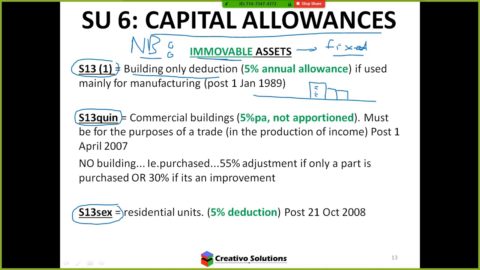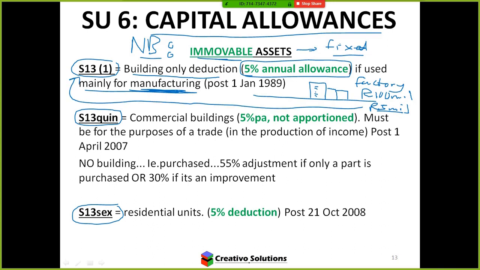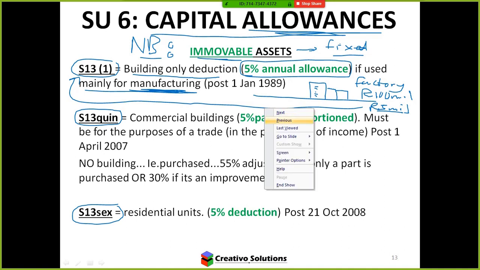What is the deduction? Well, if the building is used mainly for manufacturing, so if this is a factory, what are factories used for? Manufacturing, obviously. So if it's mainly used for manufacturing, what can I claim? I can claim 5% as an annual allowance. So if the building is worth 100 million, 5 million is going to be claimed as a building section 13(1) deduction, as a deduction to reduce my taxable income. Does that make sense? Yes. Okay.